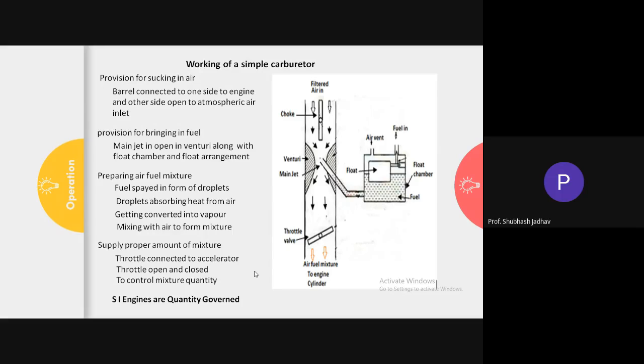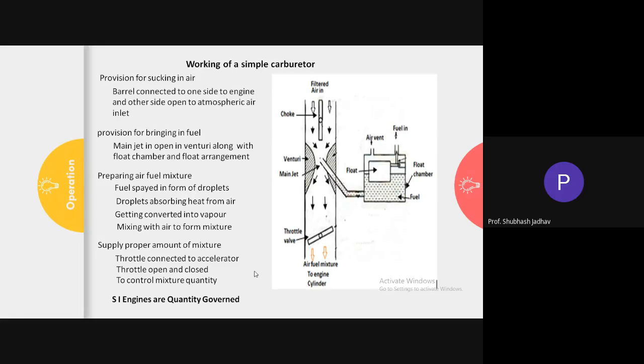Correct? Suppose suddenly everybody switched off the light. What happens? Suddenly the load on the power plant decreased. Then the power plant has to respond. How? By managing the change in the load. Okay. So in a similar manner, the engine also has to respond.